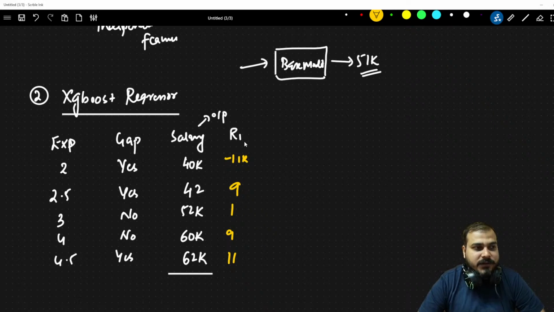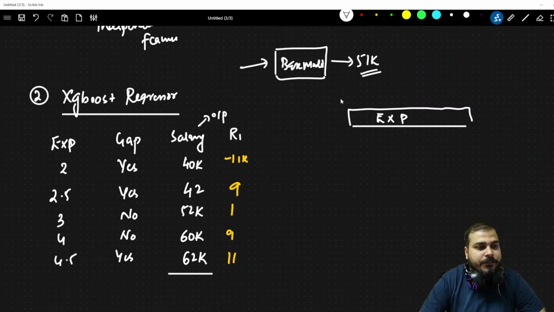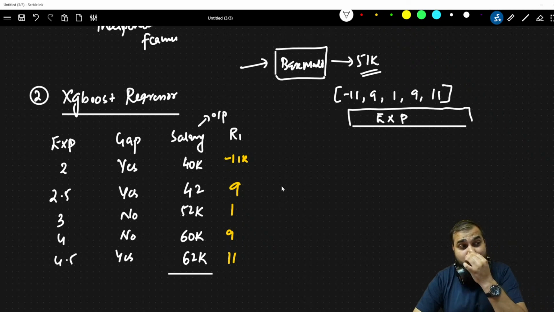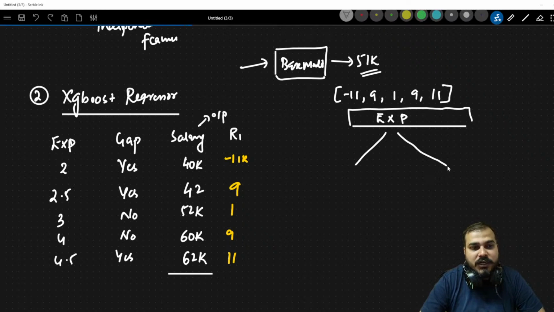Then again, the first step is that I construct my decision tree. Let's say I'm going to use the experience feature over here. So this is my experience node, and here I will take up all my residuals: minus 11, minus 9, 1, 9, 11. How do I do the split based on experience? This is a continuous feature, so I have to do the split with respect to a continuous feature, which I have already shown you in decision trees.